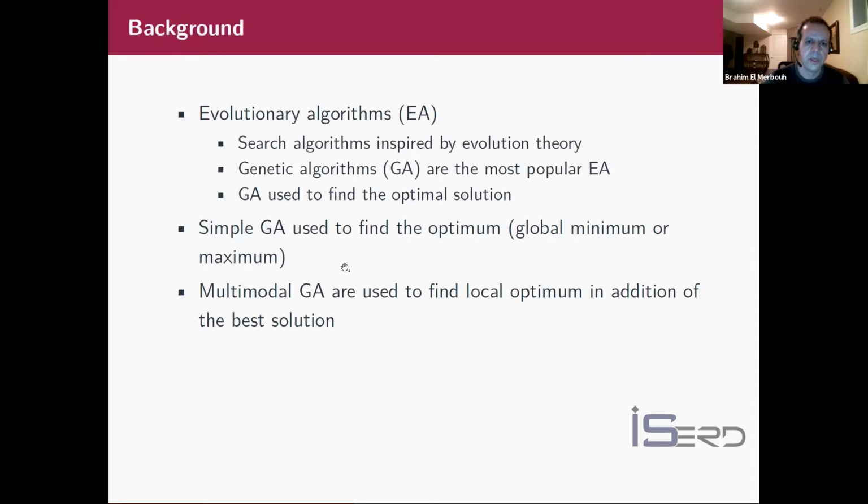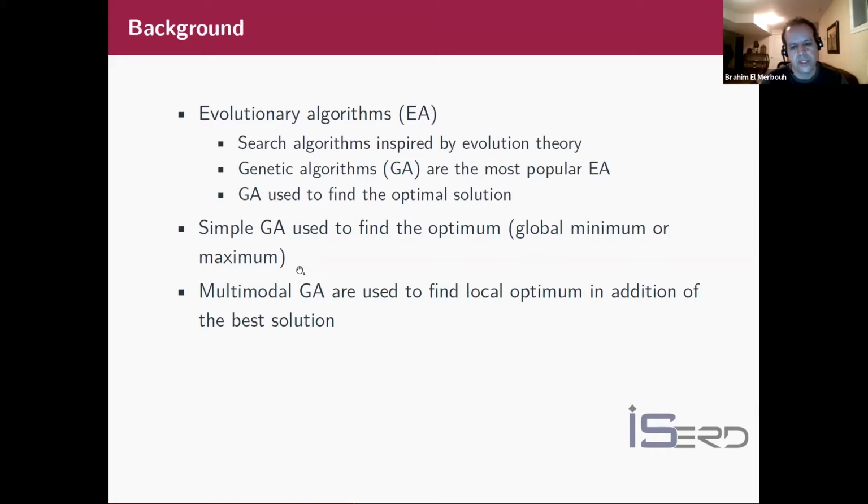So to give a little bit of background for this work, it's all about the genetic algorithm. As you can see in the title, it's basically a search algorithm. Genetic algorithms are part of more general algorithms called evolutionary algorithms, which are inspired by evolution theory, to solve different kinds of problems. In its simple form, a genetic algorithm is mainly used to find the most optimal solution, which can be the global minimum or the global maximum.